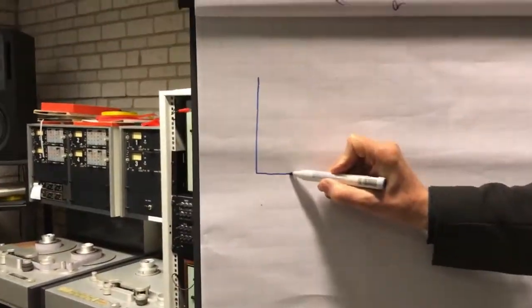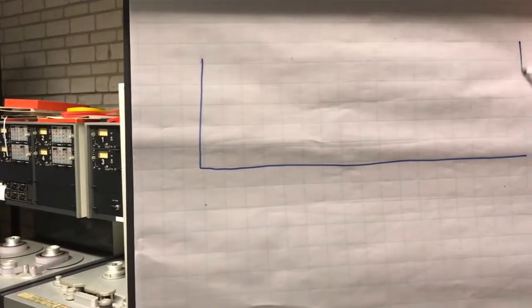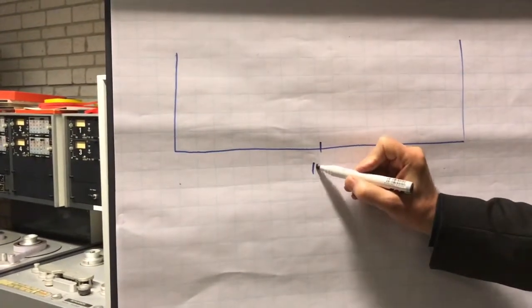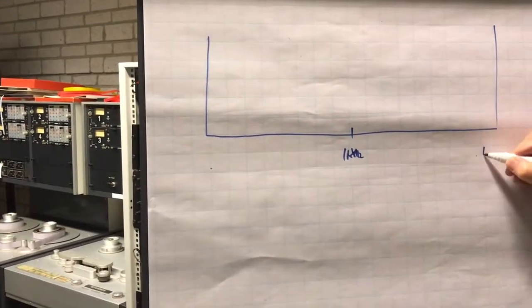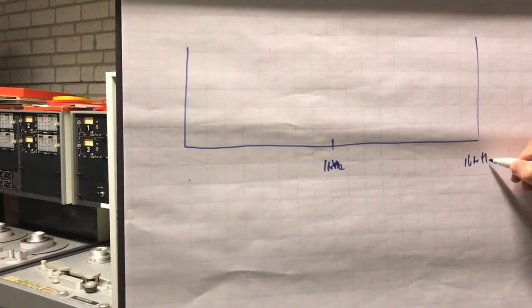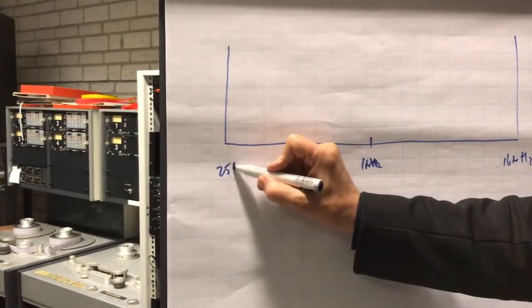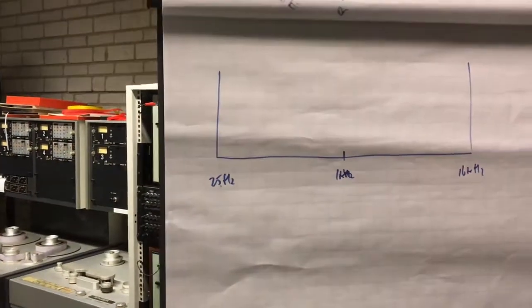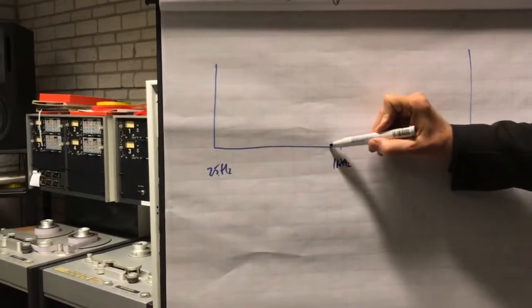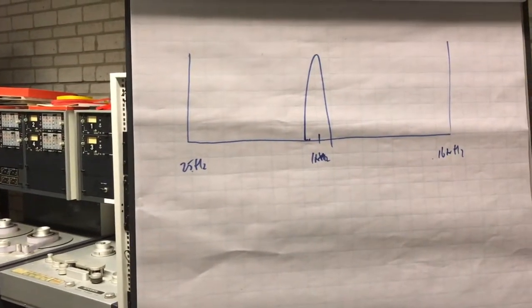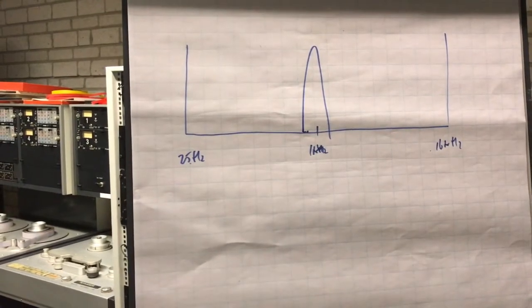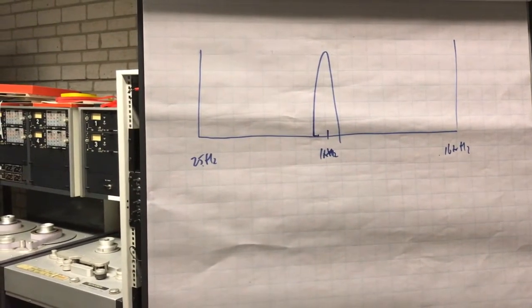So I'm now going to draw a wider diagram, again with 1K here, 16 kilohertz here, and what was it, 25, the lowest one here. So this would be more or less the 1/3 of an octave around 1 kilohertz from the Brüel and Kjær filter.